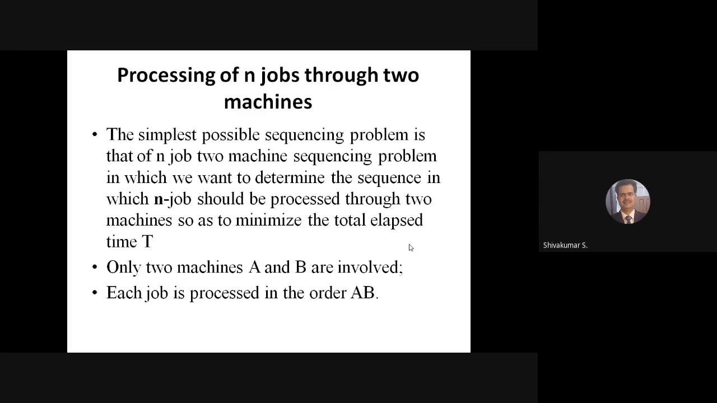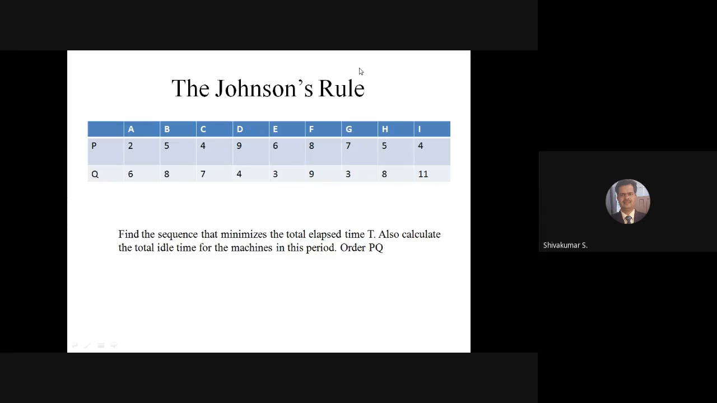Only two machines, A and B, are involved. Each job is processed in the order A B. So this is the problem given. Straight away we take a problem. Remember, the procedure we're going to adopt here for sequencing is Johnson's rule.